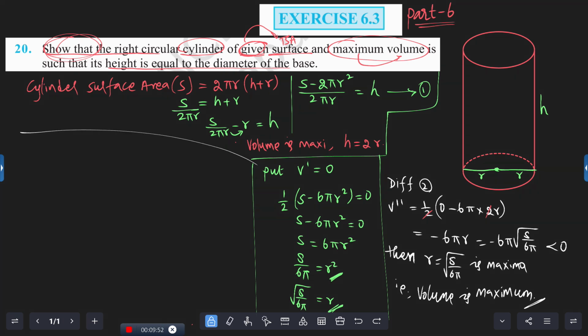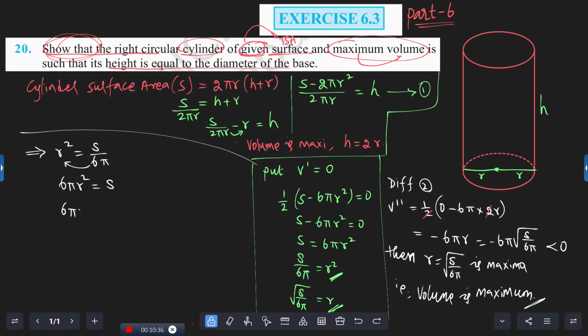Now if you want to get H equal to 2R, take that R value and substitute in H. So we got R square is equal to S divided by 6 pi. Listen children, S equal to 6 pi R square when you cross multiply. S means what? Surface area. That you can apply here.